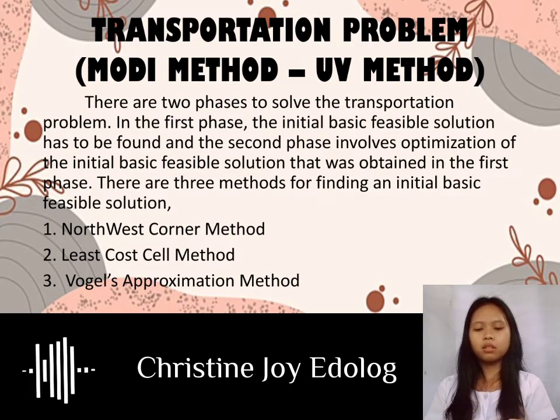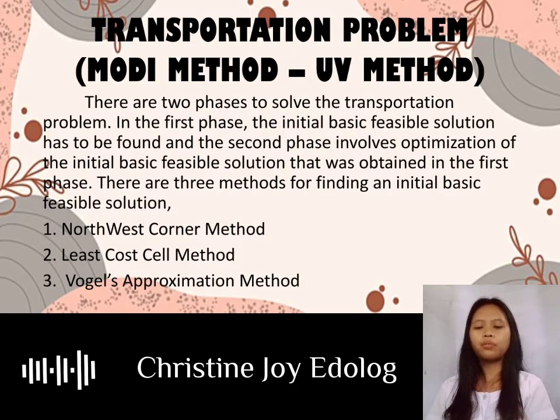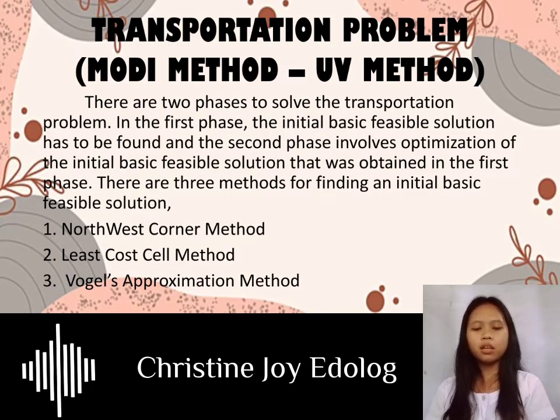The transportation problem has two phases. The first is that the initial basic feasible solution has to be found. So you really need to find a solution, you must find the initial solution. Then the second phase involves optimization of the initial basic feasible solution. So the solution you found in the first phase, we will optimize.